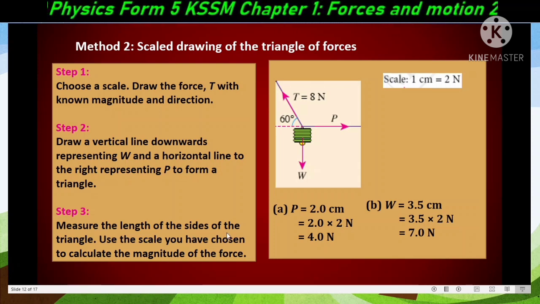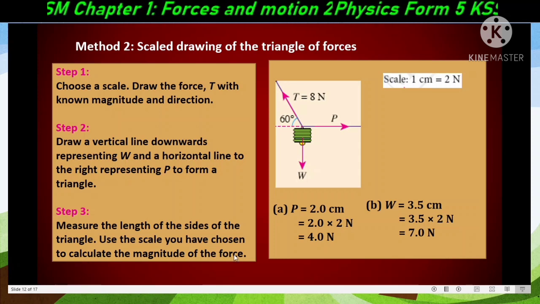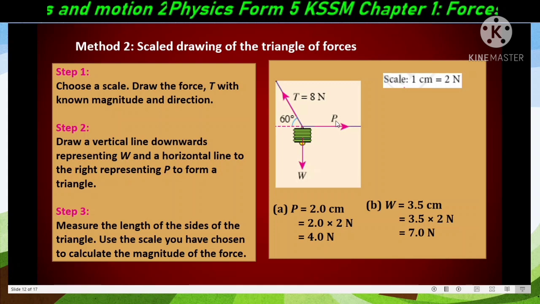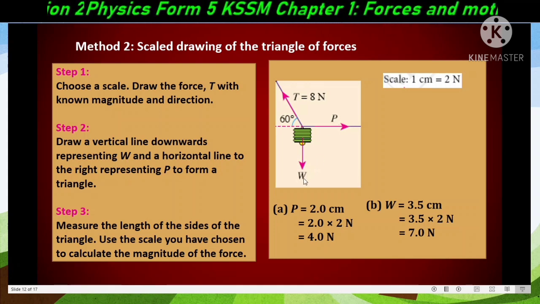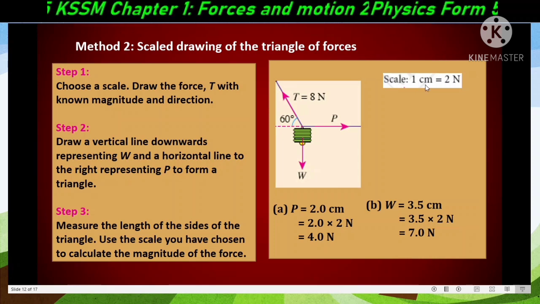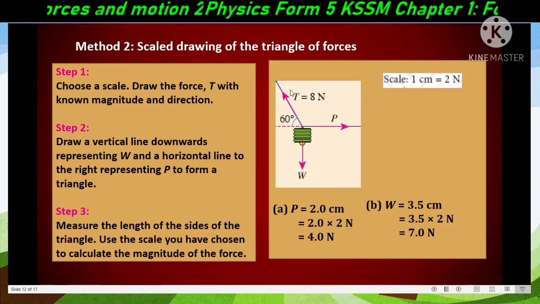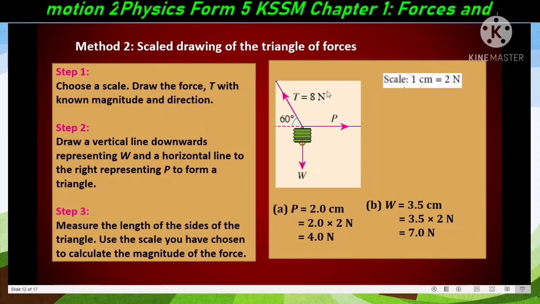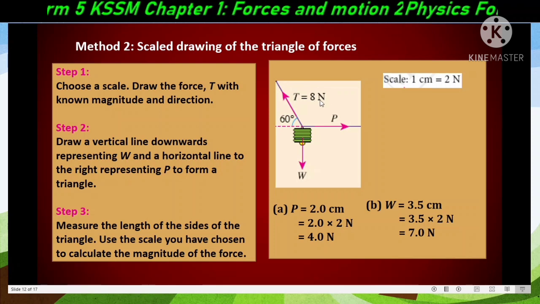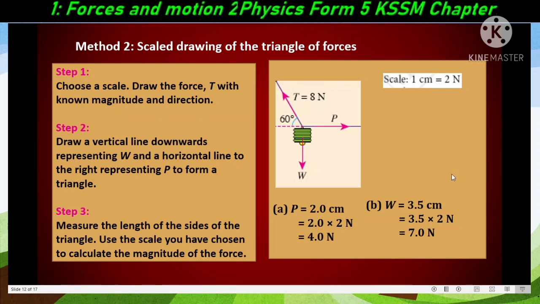Measure the length of the side of the triangle. Use the scale you have chosen to calculate the magnitude of force. Now we don't know the value of P or the value of V. We just have the value of T. Let's say we choose the scale 1 cm equals 2 Newton. Now we want to start drawing T. So here the length of T will become 4 centimeter.